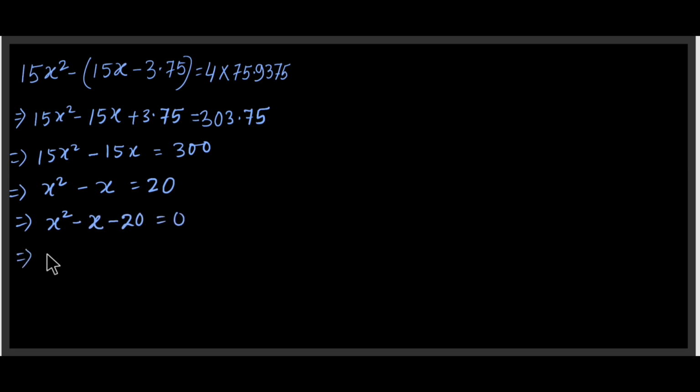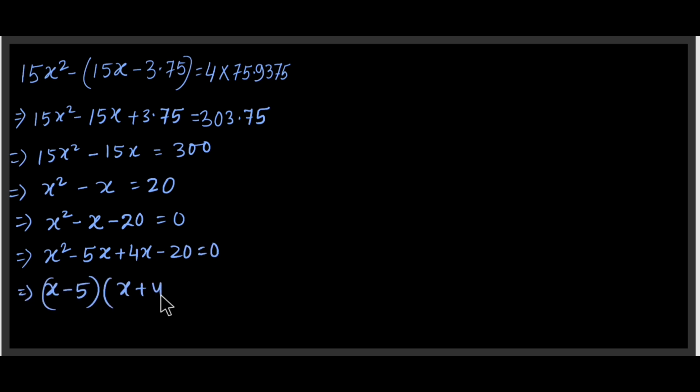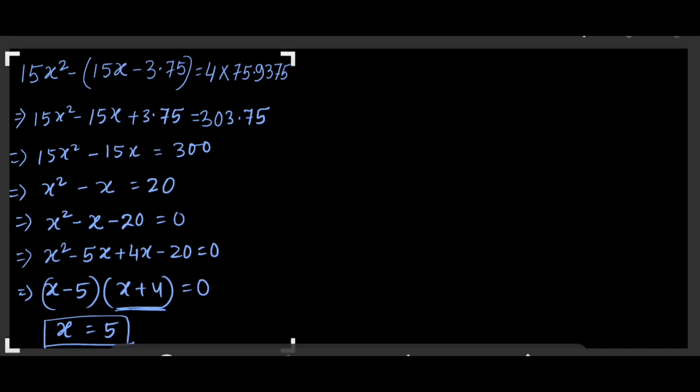Now let's calculate x by middle term factorization, and it is x square minus 5x plus 4x minus 20 is equal to 0. So it is x minus 5 into x plus 4, and we ignore the negative value of x, so we can take x equal to 5. So the value of x is 5.